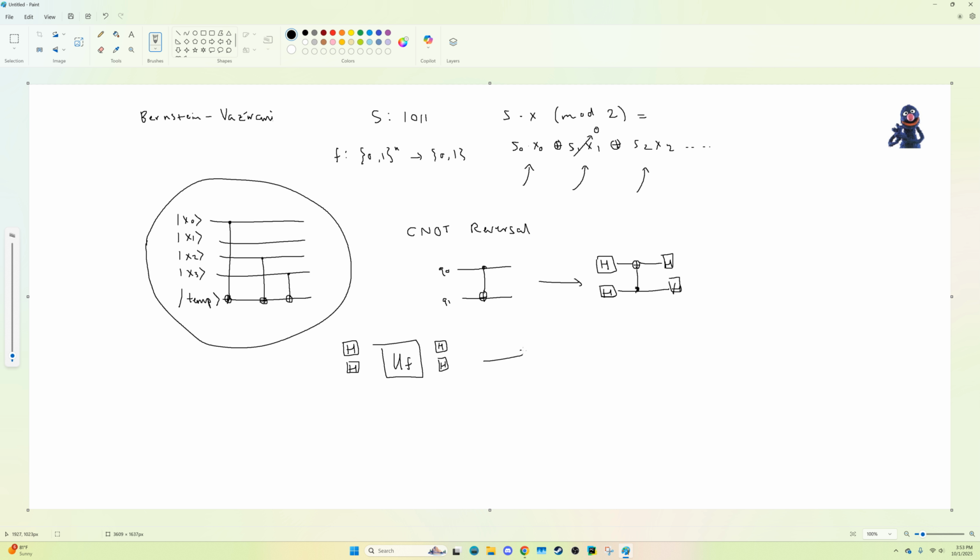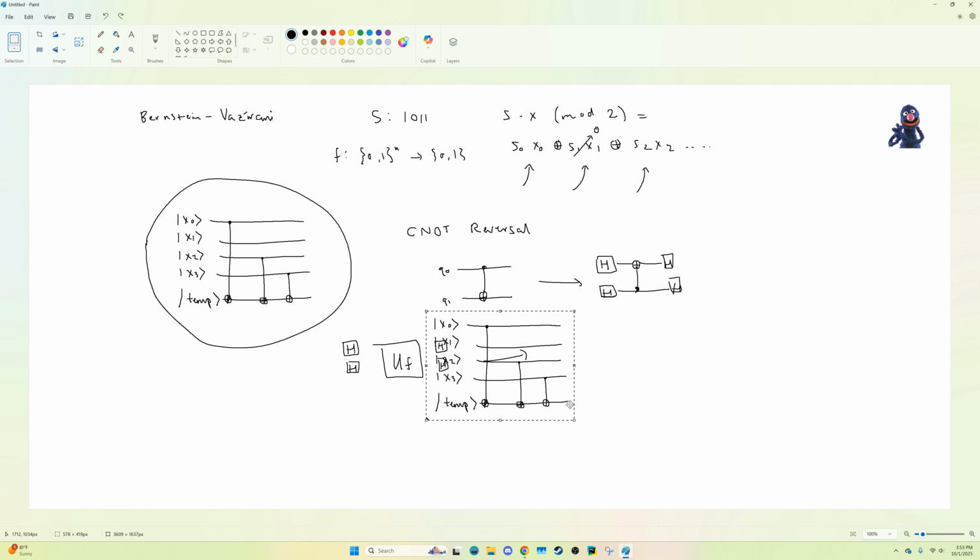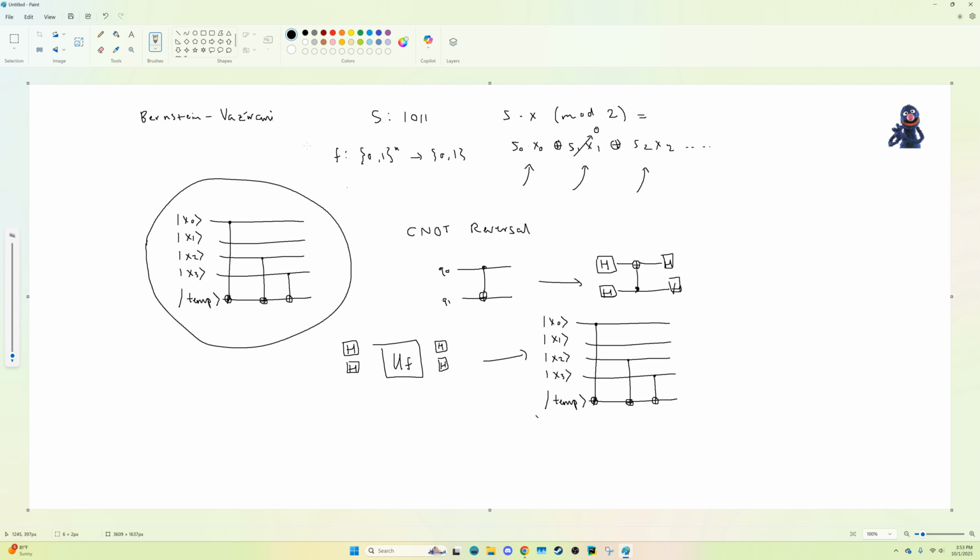It should be equivalent to swapping the CNOTs in every single one of these locations on the circuit. So we would get something like... let's erase the temps right here. We would get something like this.